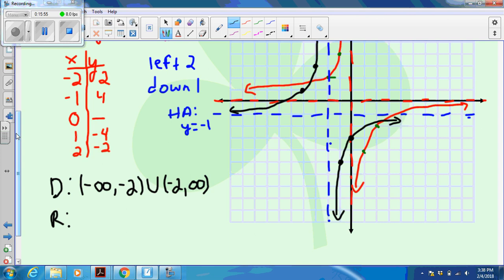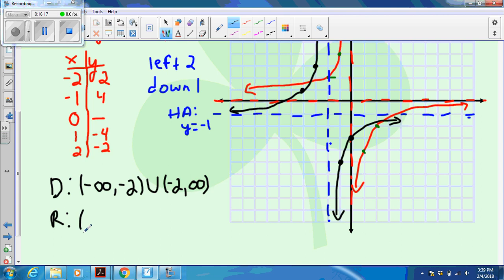Because we now have two parts of our graph, we're going to have two parts for our domain. So we're going to go from negative infinity to our vertical asymptote, which in this case was negative 2. Then we start back up from our vertical asymptote to positive infinity. This is usually going to be the form for our domain.